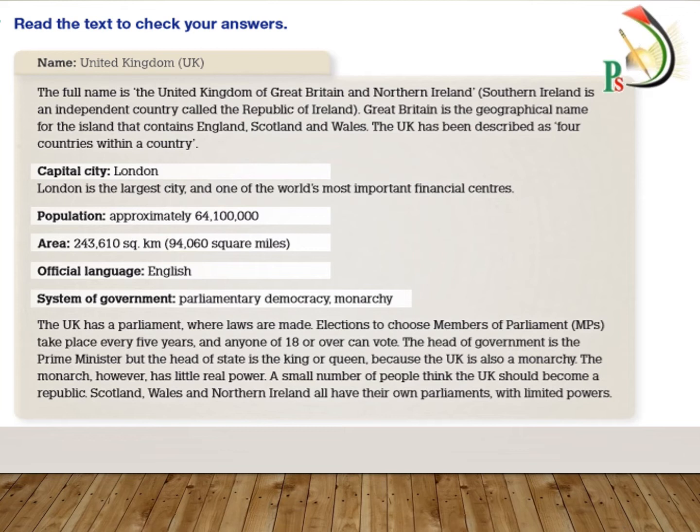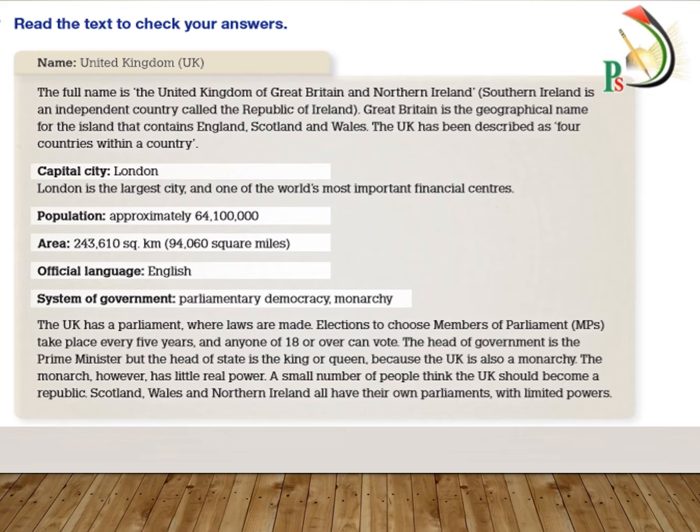The head of government is the prime minister, but the head of state is the king or queen because the UK is also a monarchy. The monarch, however, has little real power. A small number of people think the UK should become a republic. Scotland, Wales, and Northern Ireland all have their own parliaments with limited power.